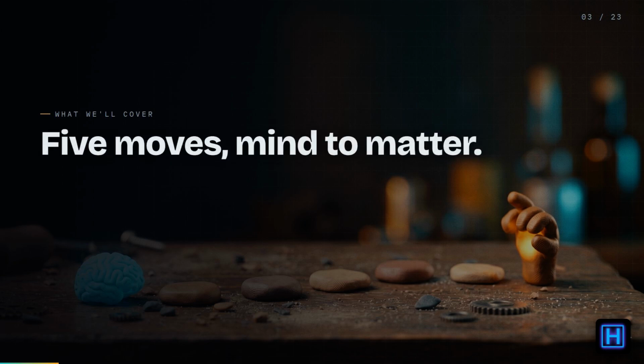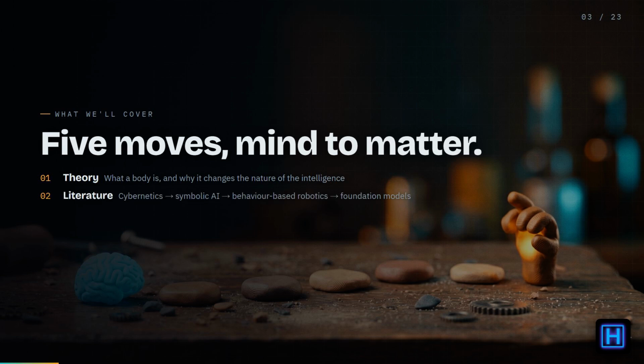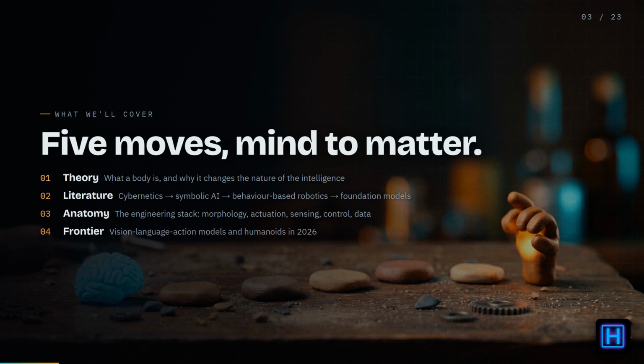Five moves, mind to matter. Theory: what a body is and why it changes the nature of the intelligence. Literature: from cybernetics to symbolic AI, to behavior-based robotics, to foundation models. Anatomy: the engineering stack. Morphology, actuation, sensing, control, data. Frontier: vision language action models and humanoids in 2026. Build: bringing your own arm, motors, and controllers to life.